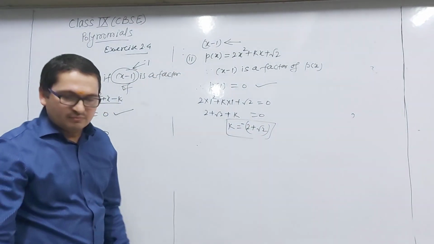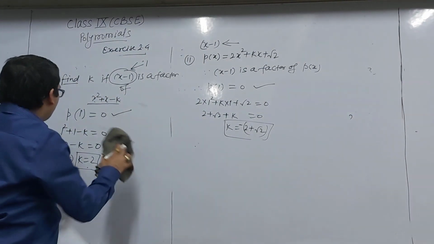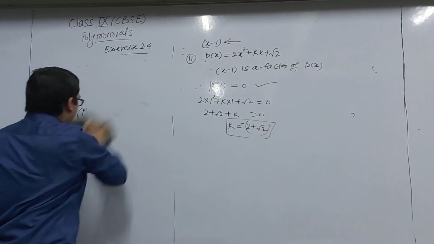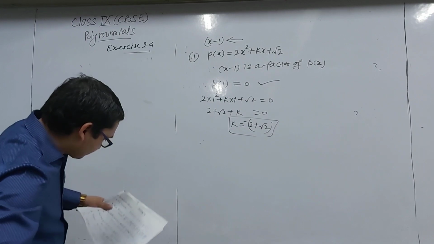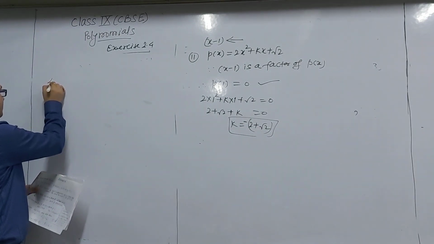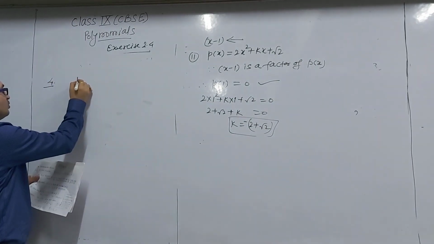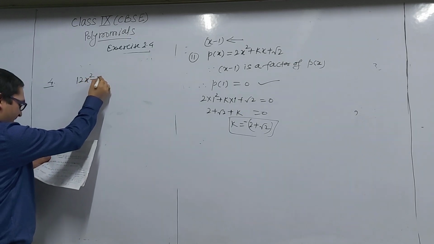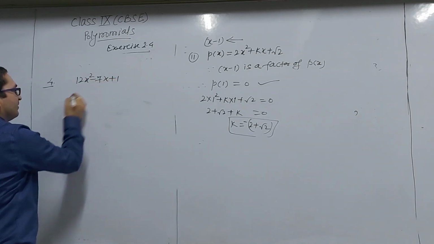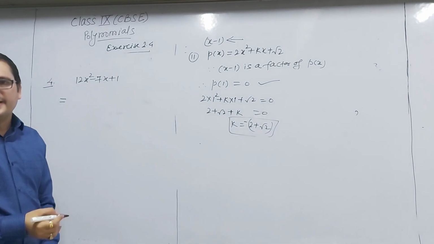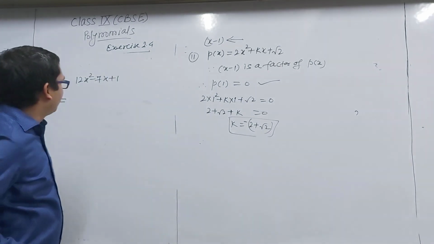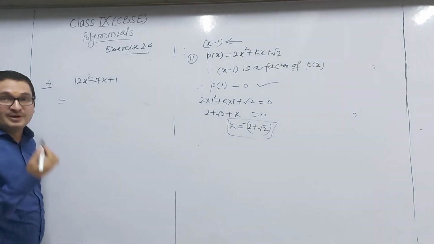One more question. Factorize. Question number 4. Factorize 12x square minus 7x plus 1. Already I think you have done this in 8th standard. This is the middle term splitting. You have to split the middle term. How to split, that is the important thing.